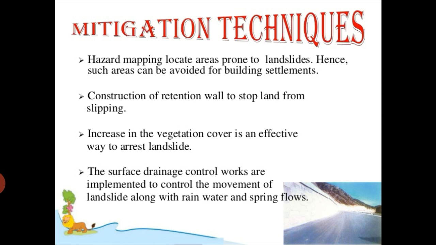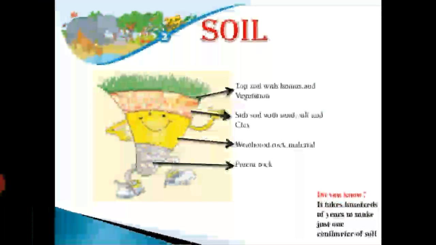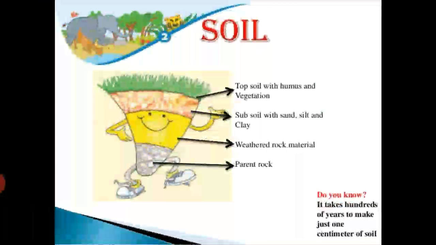Now we will go to the topic of soil. As you can see in the picture, if we look at the structure of the soil, you have the parent rock, then the weathered rock, and then the rock material, that is the subsoil, and the topsoil, which is considered the most fertile region. The topsoil is considered the most fertile region because it is rich in nutrients.